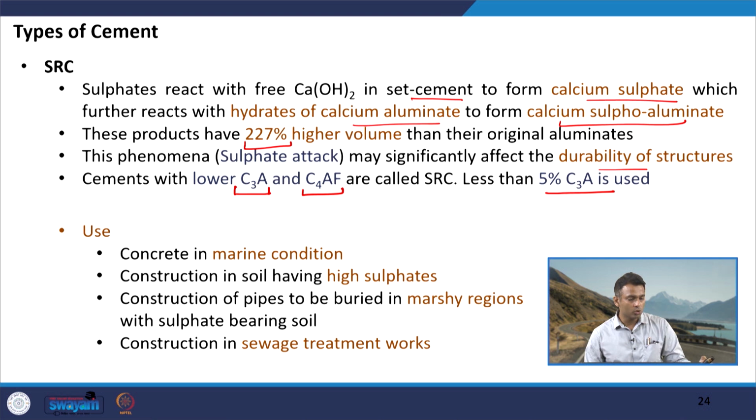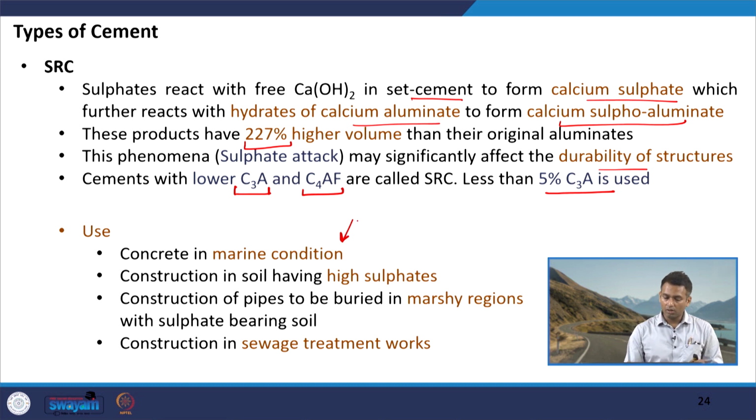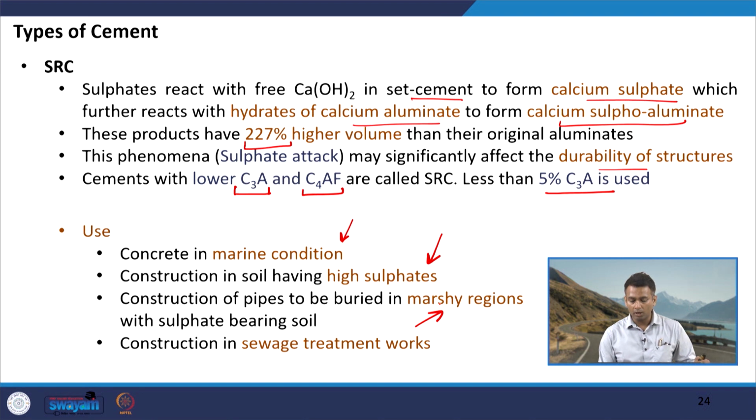Where do we typically use SRC? We use it when we are using concrete especially in marine conditions, construction in soil having high sulfates, construction of pipes to be buried in marshy regions. Again, this refers to the typical organic type of soil where we expect the presence of sulfate, and construction in sewage treatment works. Basically, these are works in soils having a high quantity of sulfate or under water, where such a reaction can typically take place.